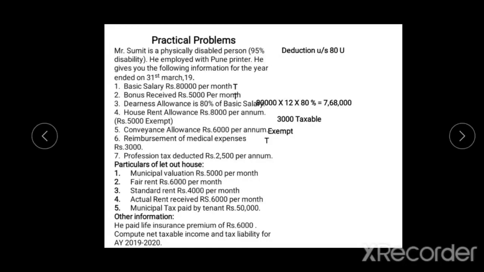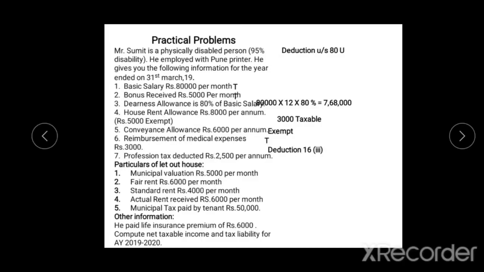Next one will be professional tax. This also you know very well. Professional tax comes under the deduction under section 16 subsection 3. So all this information is going to come under the head income from salary. Understood? All this information will come under the head income from salary.